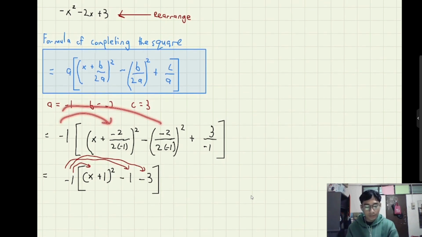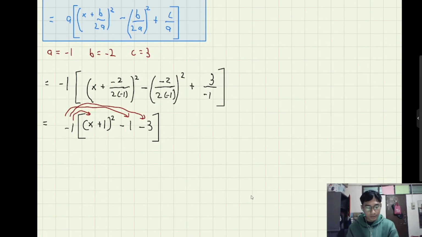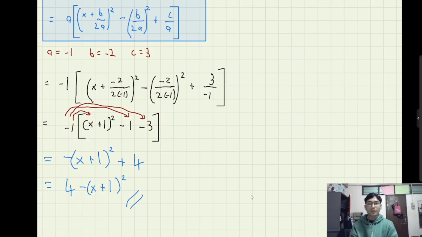After inserting them into the formula, calculate using the calculator, and then we get this equation, and then solve it, and we get the final answer, which is negative (x plus 1) squared plus 4. We can also rearrange it into this. So this is the final answer for question 2a.